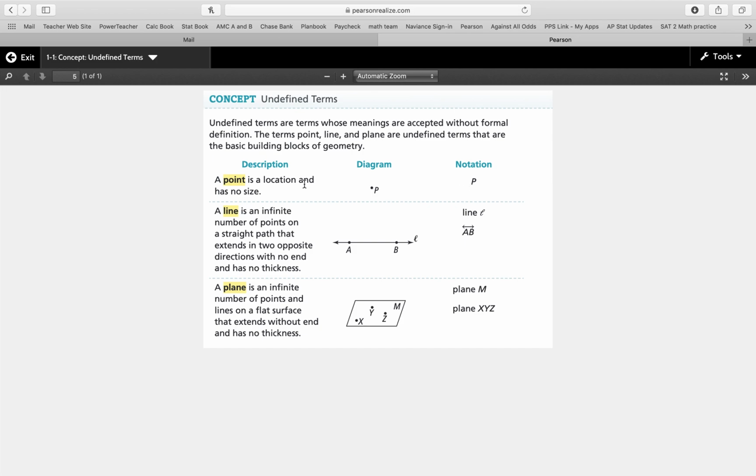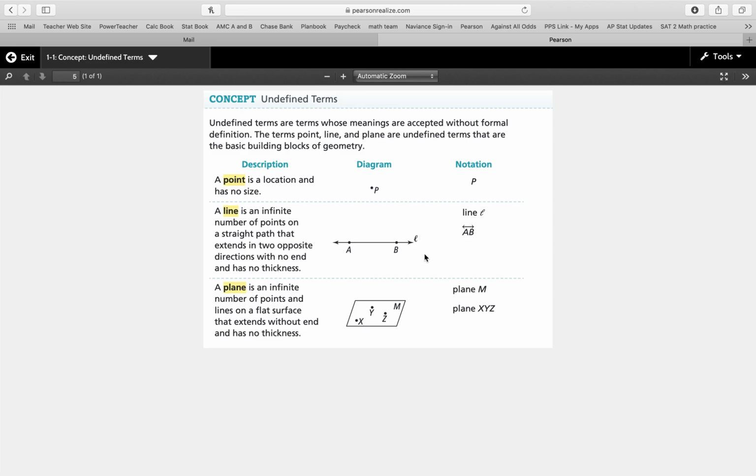A line is an infinite number of points on a straight path that extends in two opposite directions, has no end, and has no thickness. Like here, we have point A and point B on line L. So I might look at this and call it line L. You might call it line AB. If you're using this notation, which you'll see a lot, you'll see the arrows going in both directions above the AB. That tells me that it is a line and not a line segment.